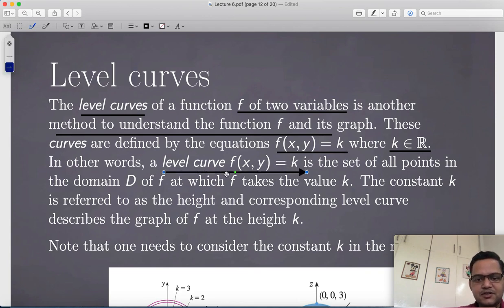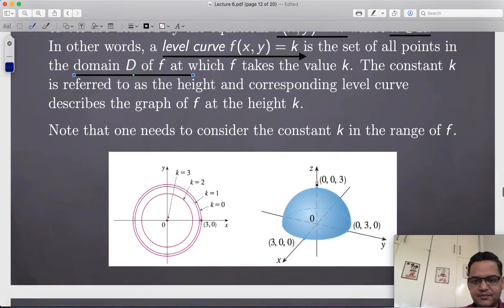Okay, so look at this. In other words, a label curve is the set of all points in the domain of f at which f takes a constant value k. So if you change k, the curve will also change. Let us look at this example, the example which we gave here.